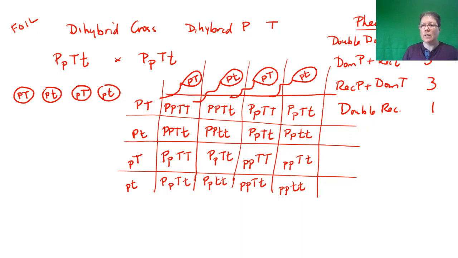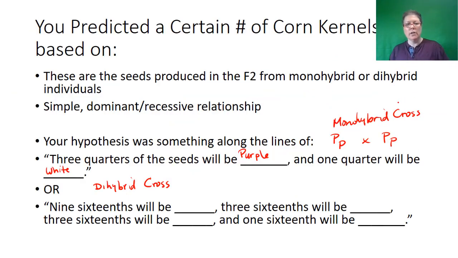Now, if you look at this, 9 plus 3 plus 3 plus 1 equals 16. That means that 9/16, 3/16, 3/16, and 1/16. That is what we have for the probability that we would have a double dominant versus a dominant P with a recessive T, a recessive P, a dominant T, or a double recessive, if we put those all together. So if we go back here, 9/16 are going to be double dominant, but you'd want to write out what that meant.